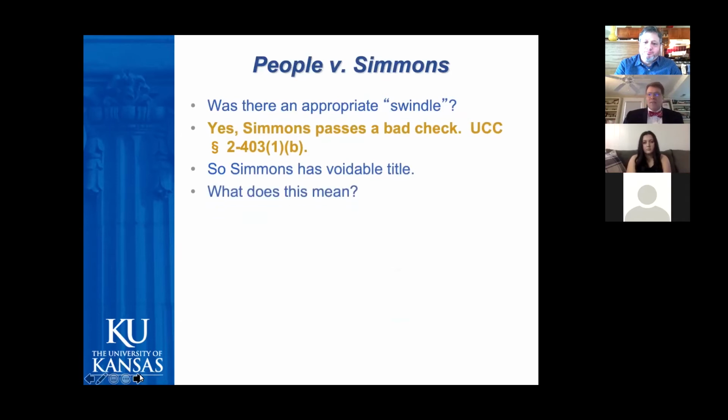So what does that mean? I'd like us to have a conversation. We've been looking at this. What does it mean? So our guy Simmons, the thief in this story, he has voidable title. So what? What does that mean? What does that empower him to do? Anybody have any thoughts on that? What results from him having voidable title as opposed to just void title?